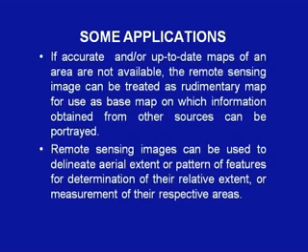Now, let us come to some of the application areas to which remote sensing can be put. If accurate and/or up-to-date maps of an area are not available, the remote sensing image can be treated as a rudimentary map for use as a base map on which information obtained from other sources can be portrayed. Remote sensing images can be used to delineate areal extent or patterns of features for determination of their relative extent or measurement of their respective areas.